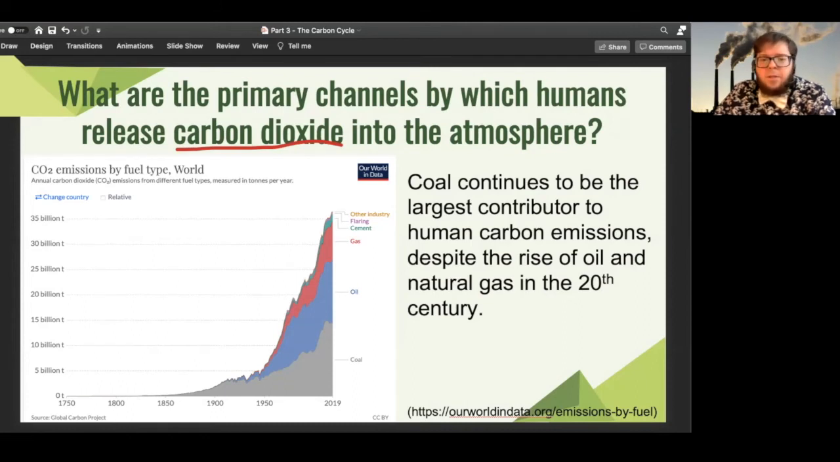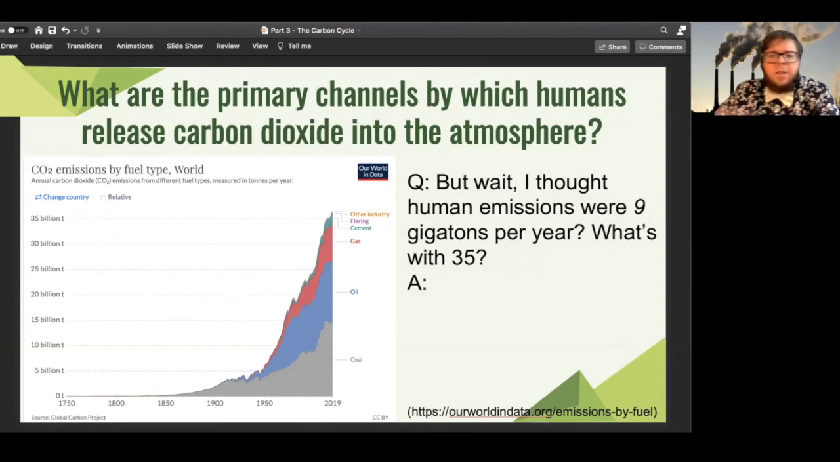And part of the answer to Michael's question is already present on this graph. Take a look at the numbers on the vertical scale of this graph. 5 billion, 10 billion, all the way up to 35 billion tons of carbon dioxide going into the atmosphere. And you say, but wait a minute. Dr. V just said, I thought human emissions were 9 gigatons per year. What's up with 35? Anybody think they know the answer to this puzzler? I just showed you a whole bunch of information saying the carbon cycle, we put about 9 or 9.5 gigatons of carbon into the atmosphere every year. This is talking about 35 gigatons. What's going on?